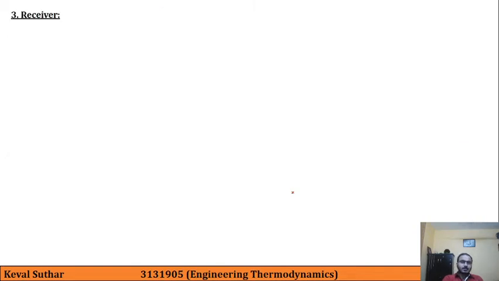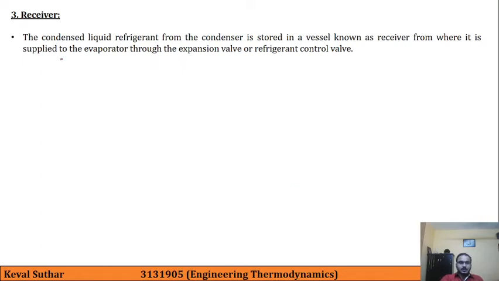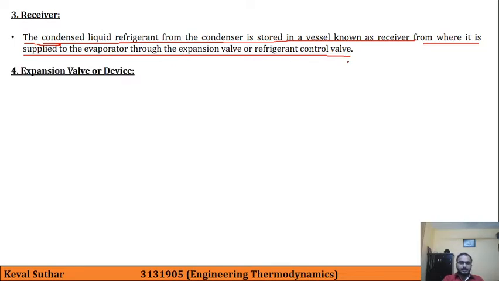Our next component is the receiver, which is exactly after the condenser. The condensed liquid, after coming out of the condenser, is stored in a vessel which is known as the receiver, from where it is supplied to the evaporator through the expansion valve or refrigerant control valve. So this is just an in-between storage component.